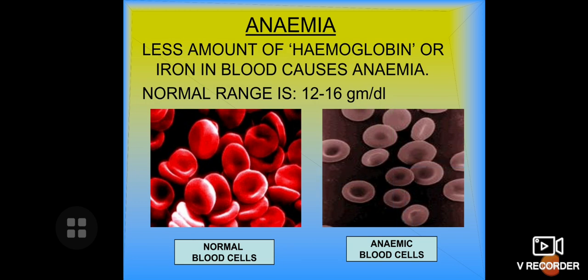What is happening here? It is not red in color. That means the iron is not there, and if the iron is not there, then the oxygen is not carried with the red blood cells to the different parts of the body. This I have shared in detail in my previous video. You can go through that, what happens in the case of anemia.